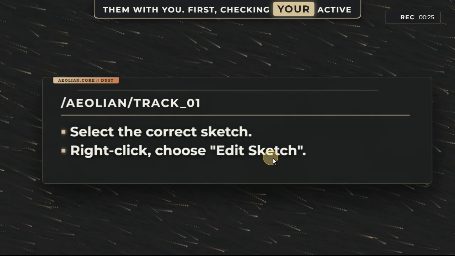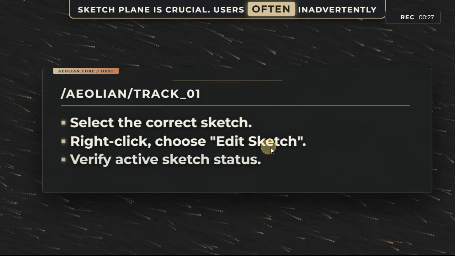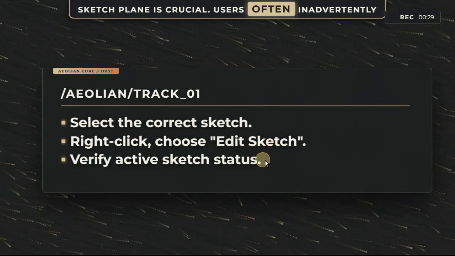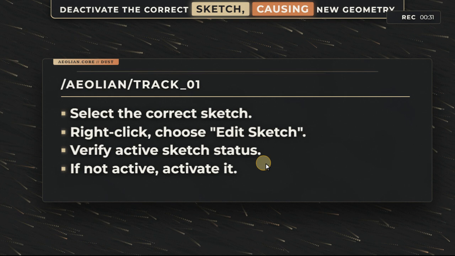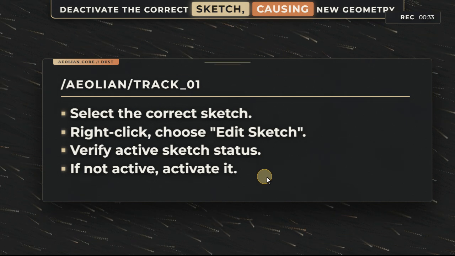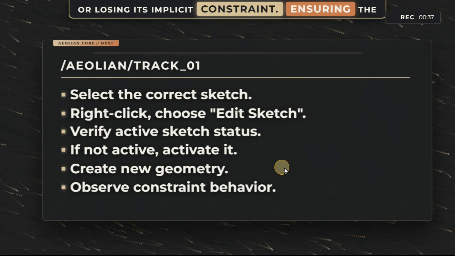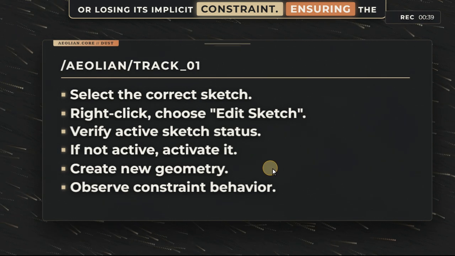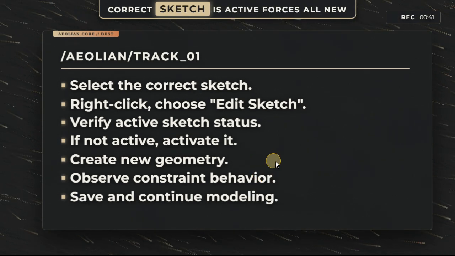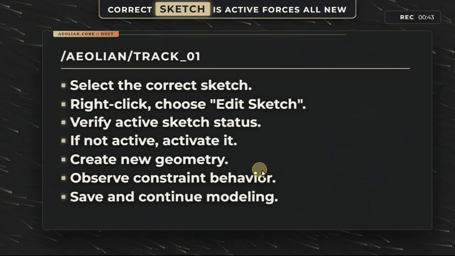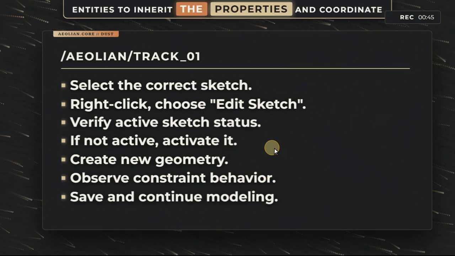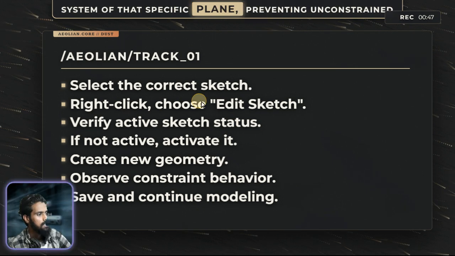Users often inadvertently deactivate the correct sketch, causing new geometry to be created on an unintended plane or losing its implicit constraint. Ensuring the correct sketch is active forces all new entities to inherit the properties and coordinate system of that specific plane, preventing unconstrained movement by establishing a clear reference.